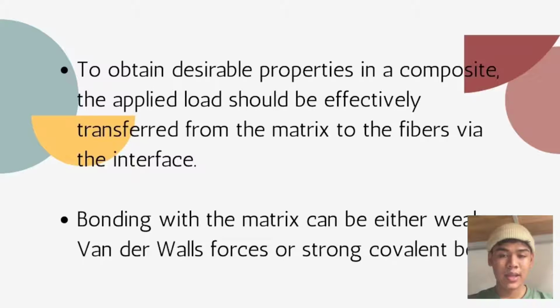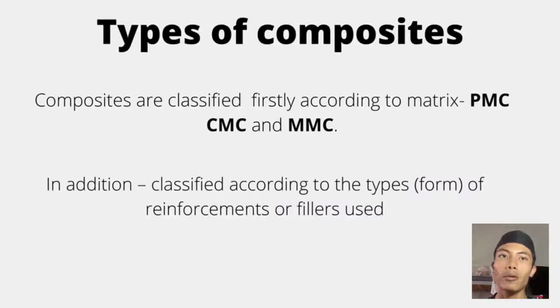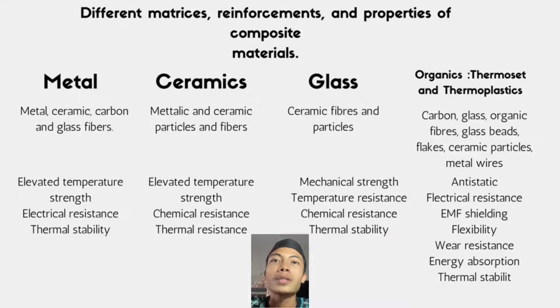Bonding with the matrix can be either weak van der Waals force or strong covalent bonds. Types of composite are classified firstly according to the matrix: PMC, CMC and MMC. In addition, types of composite are classified according to the type of reinforcement or filler used. So I'll present the different matrix, reinforcement and properties of composite material.